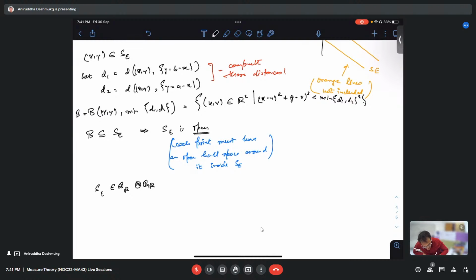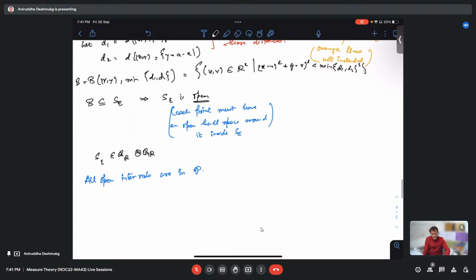That is to say that all open intervals are in this collection P. Now it is enough to prove that P is a sigma algebra. Now to prove P is a sigma algebra, we have to prove three things. One is it should contain empty set and whole space, but that is true because they are intervals in themselves. They are open intervals in fact. And the next thing we need to prove is that P is closed under complements and P is closed under countable unions, countable disjoint unions.